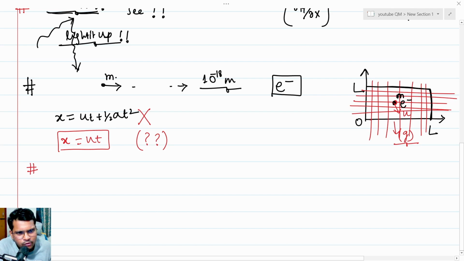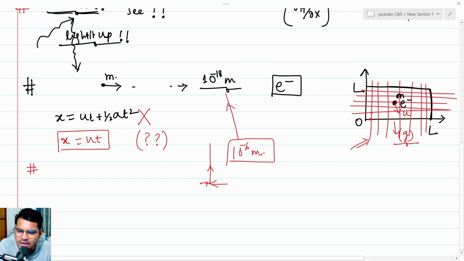But when I have plotted this grid, you see that this grid has a particular length, right? When I'm plotting this ink on the board, the width of this ink is 10 to the power minus 6 meter and so on, correct? Now compared to this length, the electron is 10 to the power minus 18. It's way smaller than it.